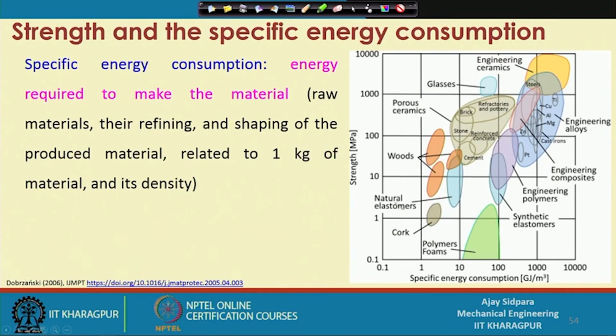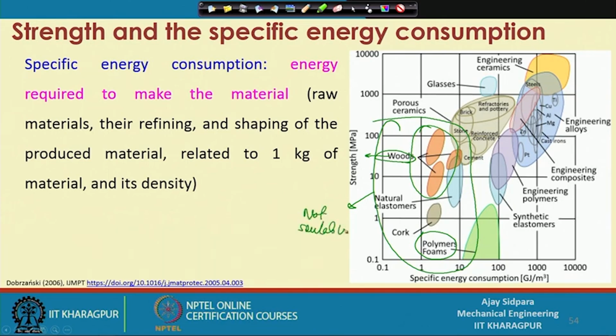Now if you see here, these are the polymers, woods and all these things over here. You do not need to spend more energy to shape these, right, because these are soft materials, but the problem is that their strength is also very low. So, this particular category of material, whatever it is showing here, is not suitable for the construction of the machine, correct.